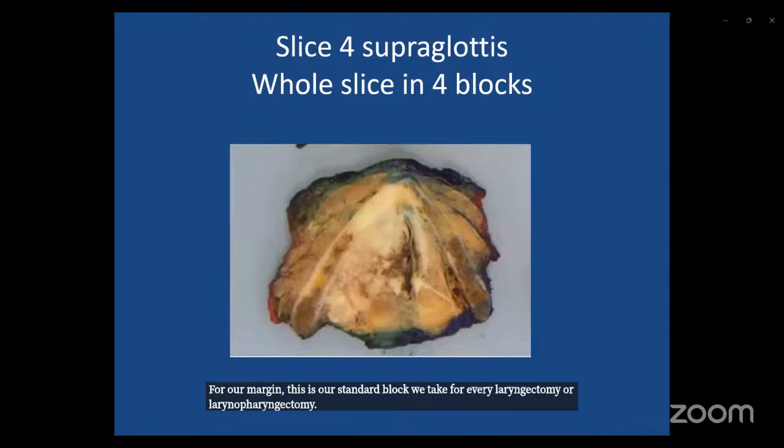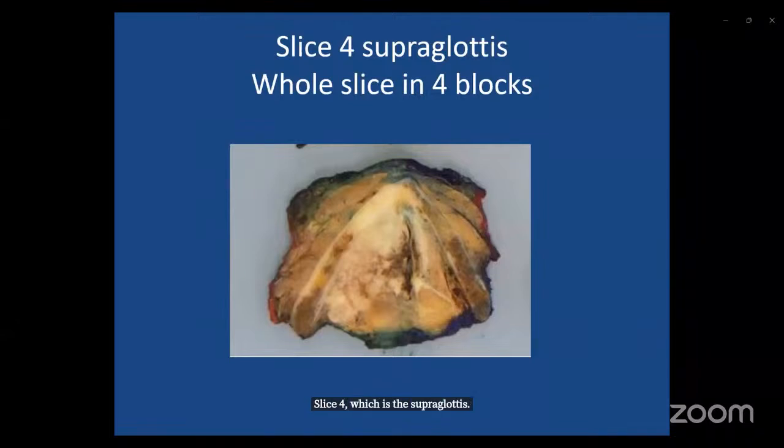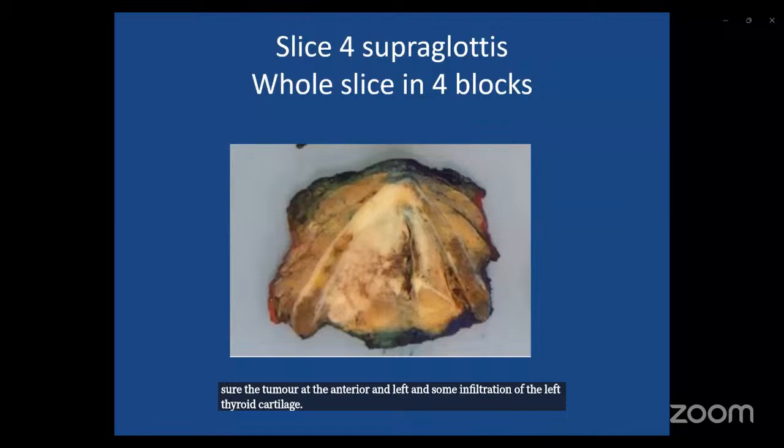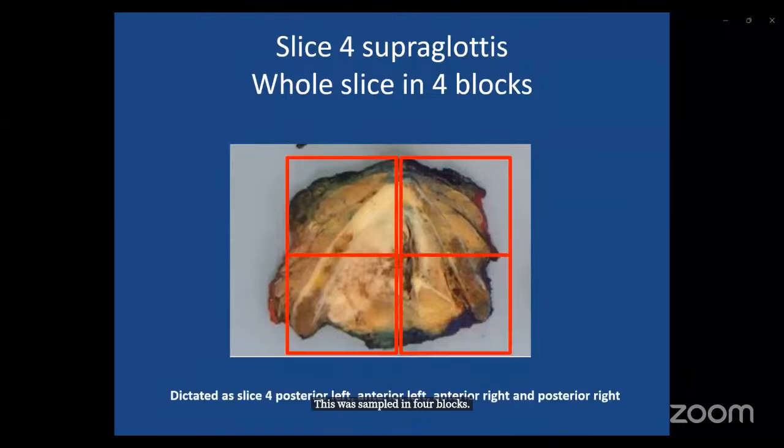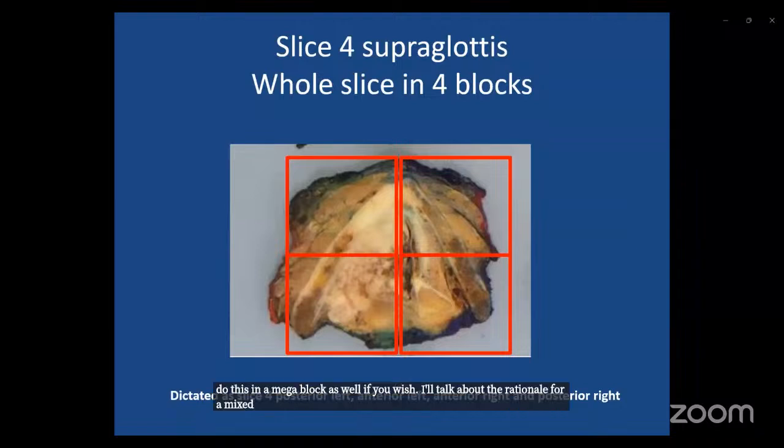Slice 4, which is the supraglottis, showed tumour at the anterior and left, and some infiltration of the left thyroid cartilage. This was sampled in 4 blocks, dictated as posterior left, anterior right, and posterior right. You can do this in a mega block as well if you wish. I'll talk about the rationale for a mixed small block and mega block in a minute.